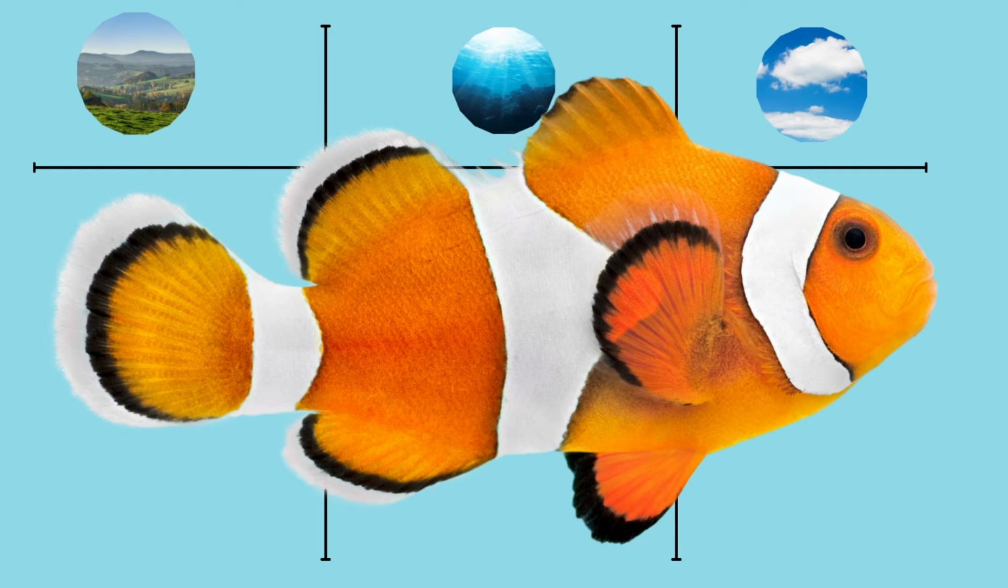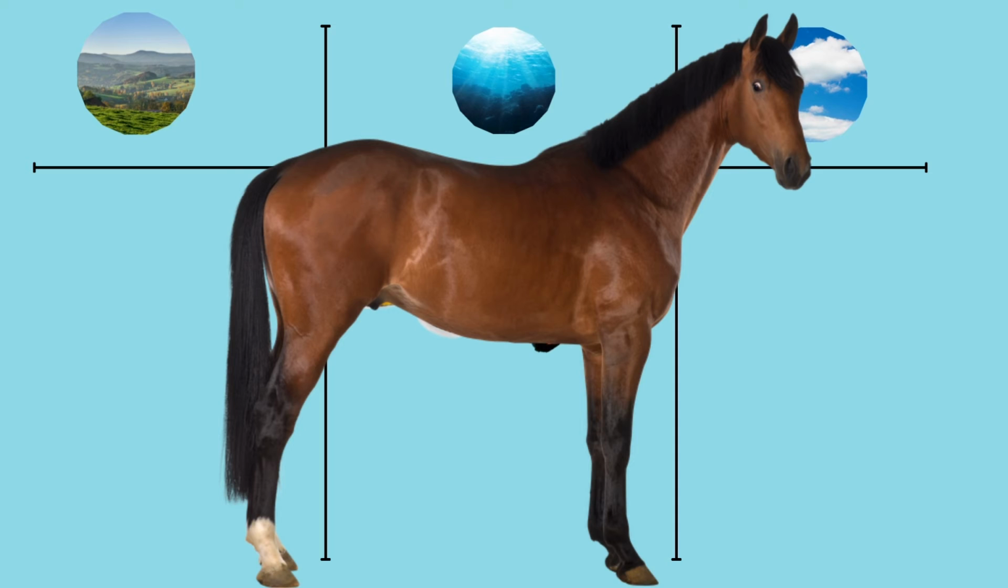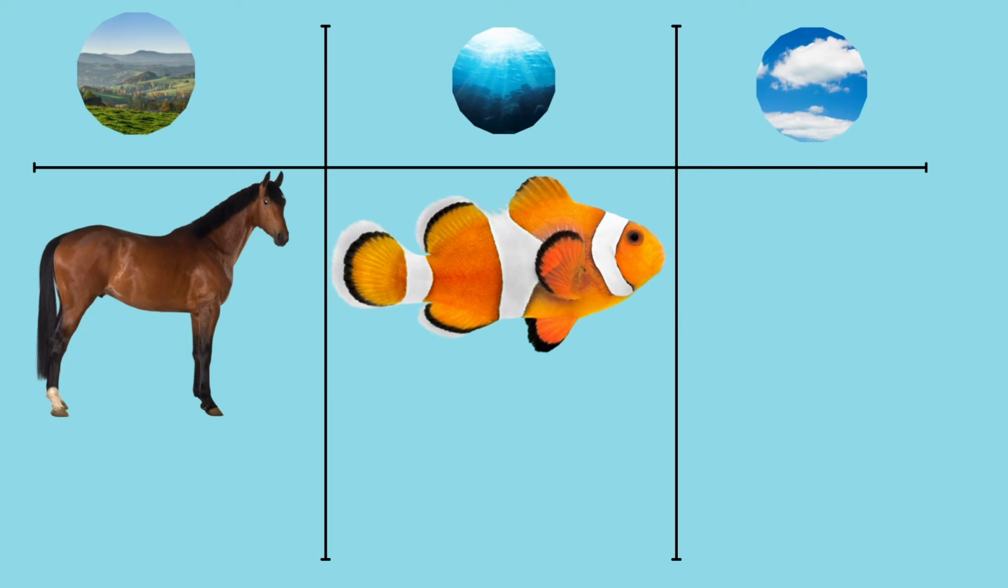So does this fish live on land? Does it live in the water? Or does it live in the air? It lives in the water. Does this horse live on land? Does it live in the water? Or does it live in the air? This horse lives on land.